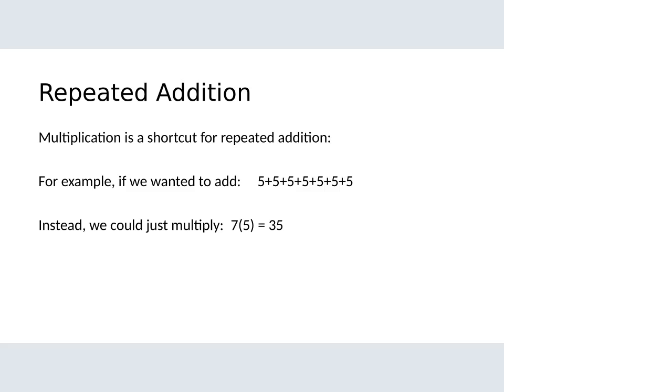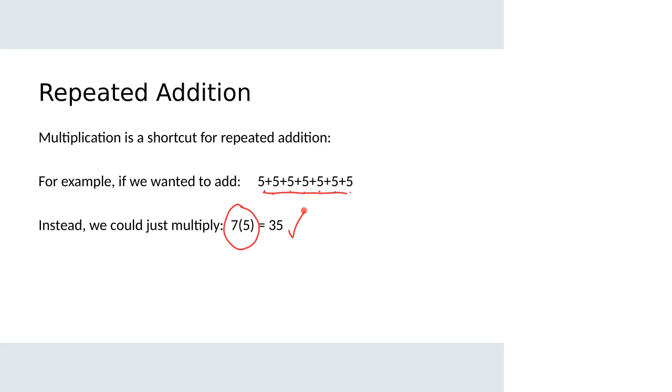This also may feel a little simple, but you'll see why I mention it in just a minute. If we wanted to add up 5 plus 5 plus 5 plus 5 plus 5 plus 5 plus 5, we don't really have to do it that way. Multiplication can be a shortcut for repeated addition. If we want to add the same number up over and over again, we could just multiply. Instead of adding 5 7 times, we could just multiply 7 times 5 and get 35, and that would be the same thing as adding all those up.